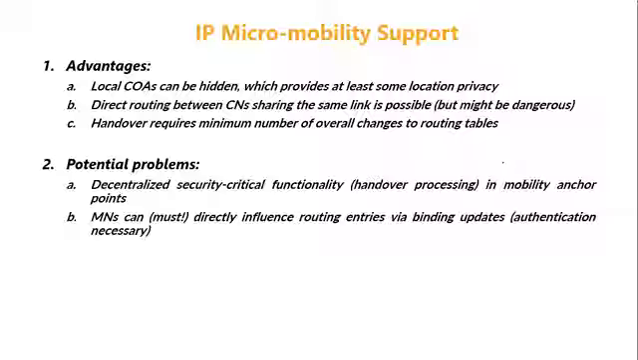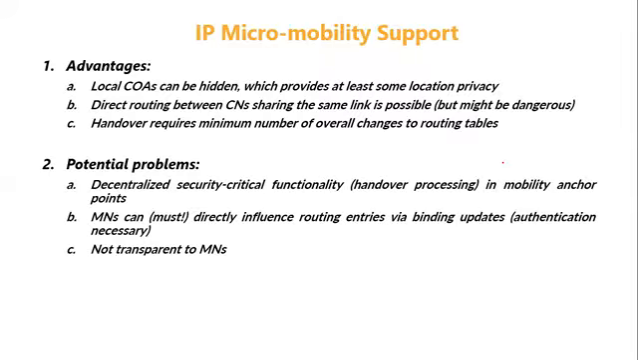The first problem is decentralized security. The security is not centralized; it becomes decentralized. A critical functionality lies in the mobility anchor point. For example, handover processing is done by the mobility anchor point, and the HA is not doing that. So we are believing the mobility anchor point, and some risk is involved there. Also, it is not transparent to mobile nodes.